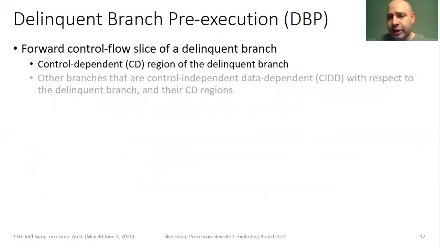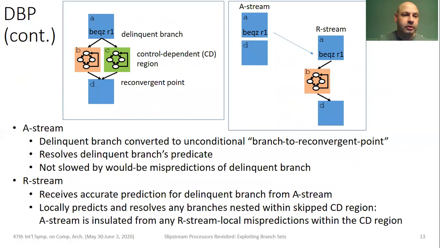So let's talk about delinquent branch pre-execution, or DBP. For this, we have to understand what is the forward control flow slice of a delinquent branch. Well, at a minimum, it's the control-dependent region of the delinquent branch. There is more to it than that, and I'll be talking about that a little bit later. So this picture on the left shows a delinquent branch in block A. Its control-dependent region has two alternate paths, B and C. And that control flow eventually reconverges at block D, and we call that the reconvergent point.